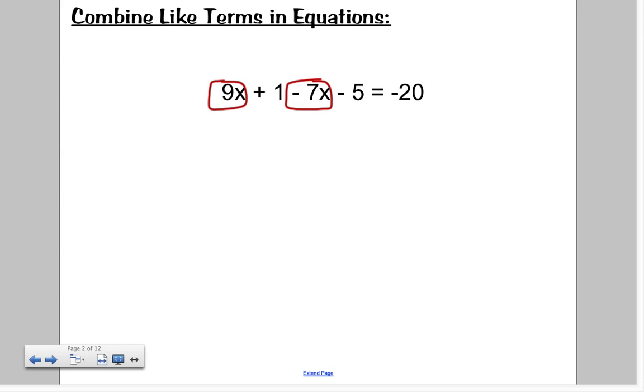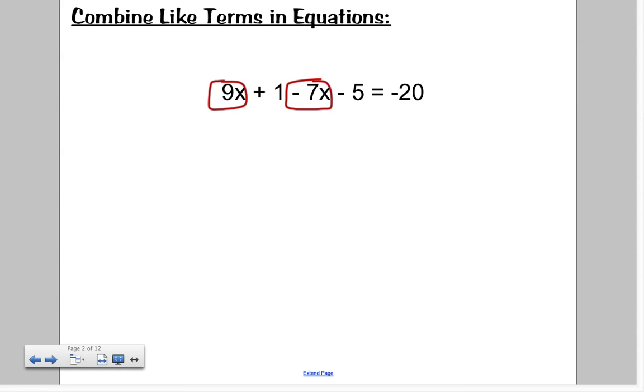What do you notice? How is this situation different than any other problem that you've done? Hayden? There's two. What else do you notice? Anybody notice anything else? There's two variable terms. Dylan? There's two constant terms. Yeah.